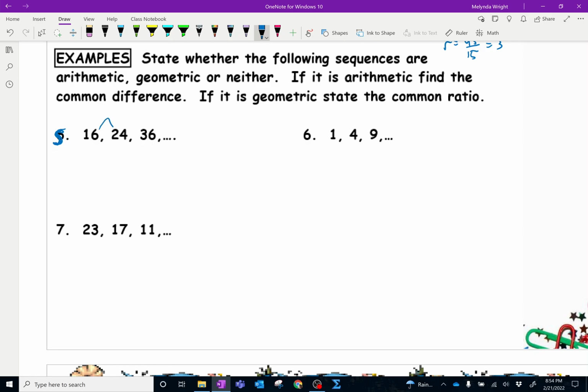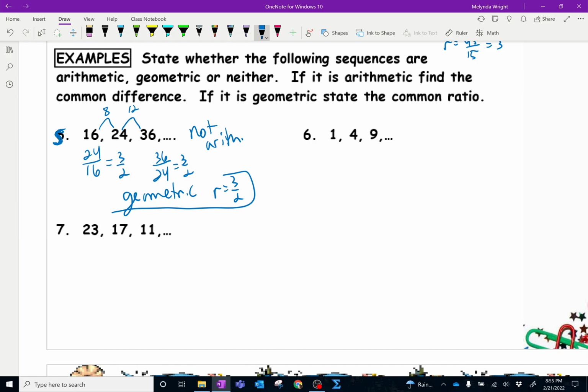Let's see the difference between these. So 16 plus what will give me 24? That would be 8. This difference, 36 minus 24, is 12. Okay, so this is not arithmetic. Let's try geometric. So 24 divided by 16 reduces to 3 halves. 36 divided by 24 reduces to 3 halves. Oh, okay, so this is geometric. And the ratio would be 3 halves. Okay, very good. Let's take a look at this one.